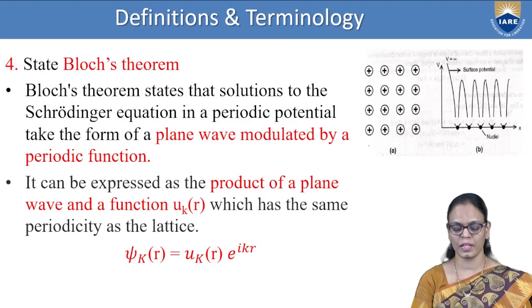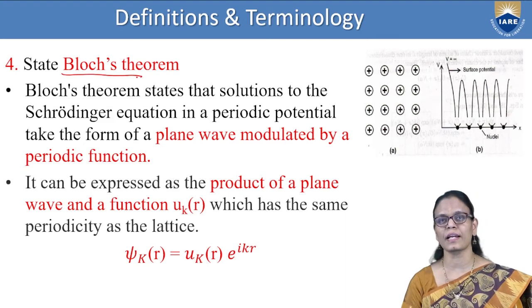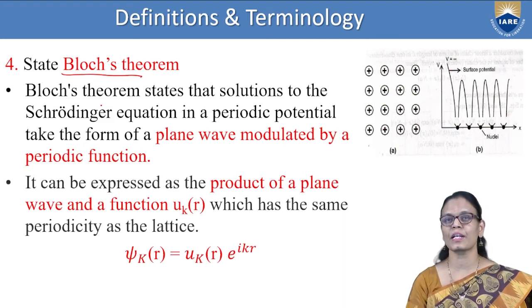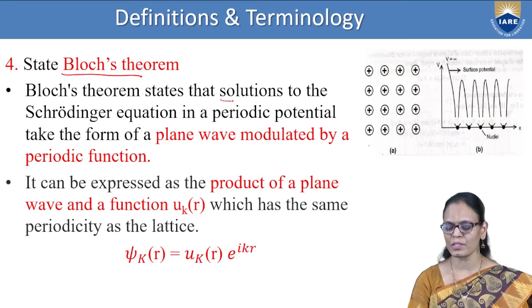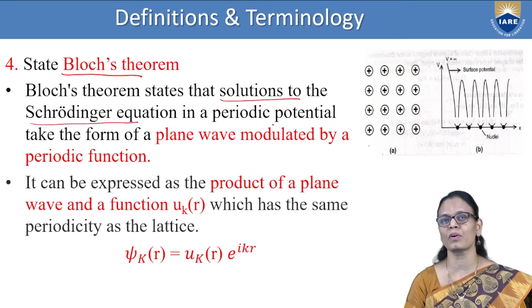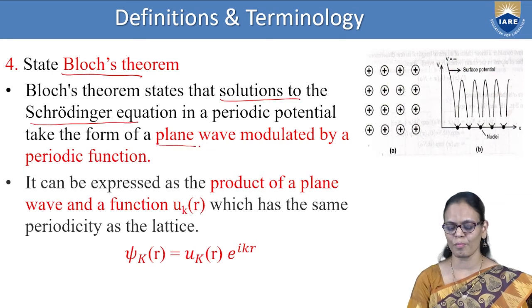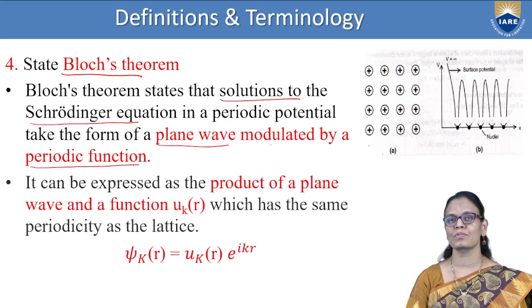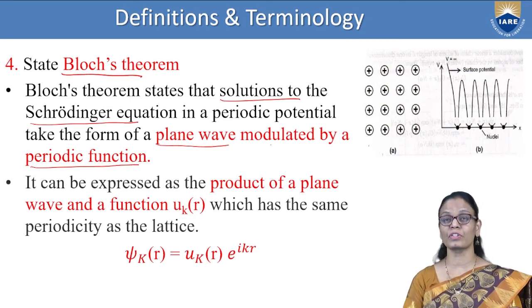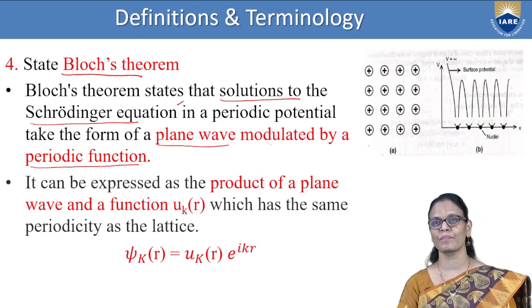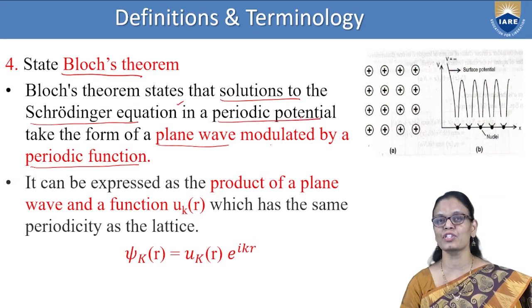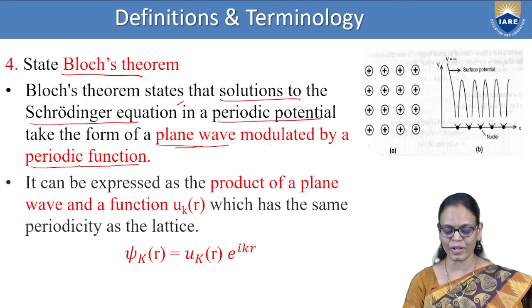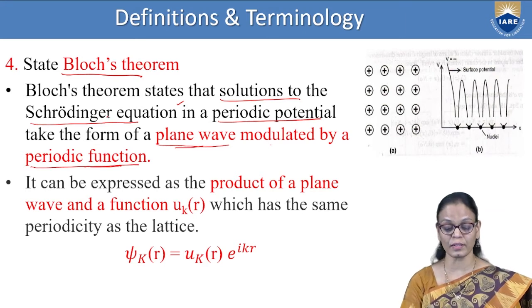Now state Bloch's theorem. Bloch is the name of the scientist. What this theorem states is, solutions to the Schrodinger equation in a periodic potential take the form of a plane wave modulated by a periodic function. So we need to understand some of the things here. First thing is the Schrodinger equation and the solution to the Schrodinger wave equation. And what is a periodic potential? And then what is a plane wave and what is a periodic function? So these are the terms you have to understand here in this definition.